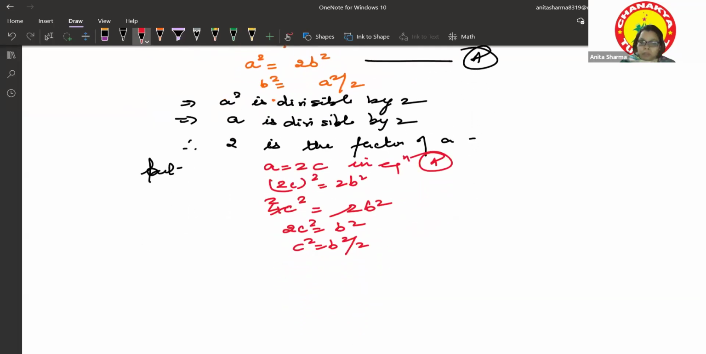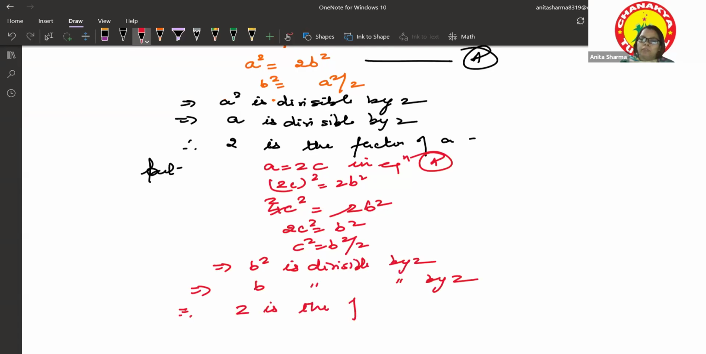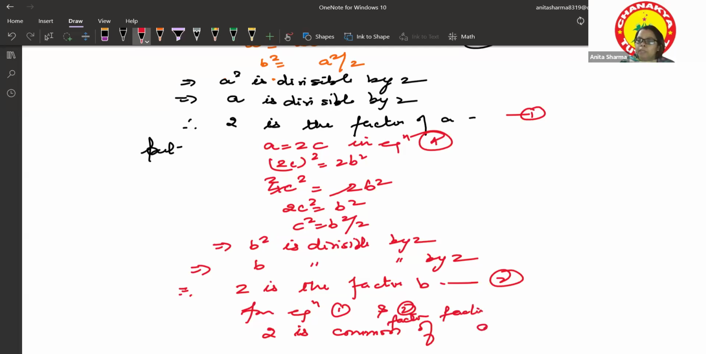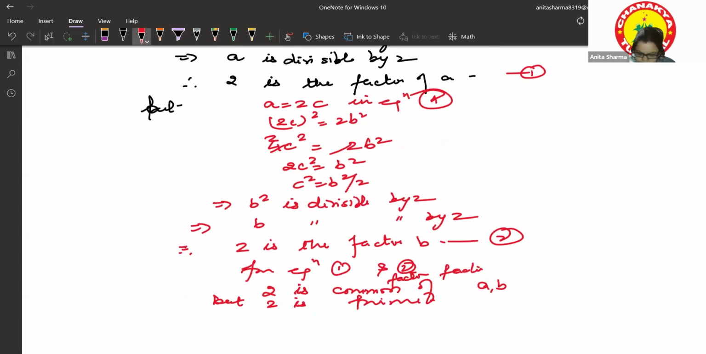So now in the same way, b square is divisible by 2. So this implies b is also divisible by 2. Therefore 2 is a factor of b. Right? So this is your equation 1 and this is your equation 2. So from equations 1 and 2, what have we concluded? We have concluded that 2 is a common factor of a and b. Right, children? But 2 is a prime number. So this contradicts.